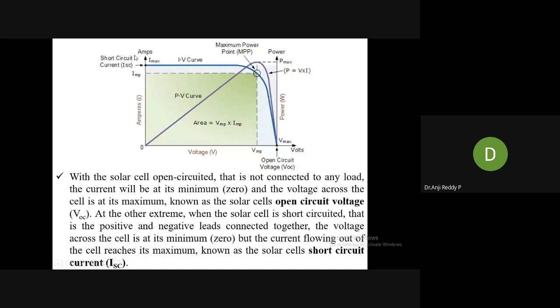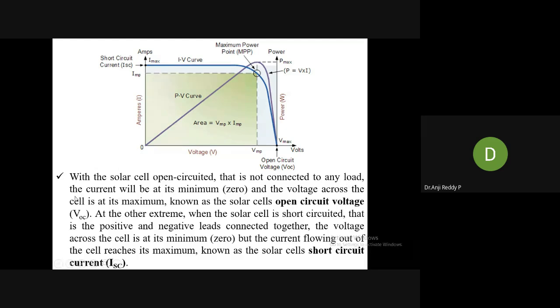We will check those 2 points here. If the solar cell is open circuited, that is not connected to any load. Not connected to any load means there is no resistance, and the circuit is not completed. Open circuited means the circuit is open.